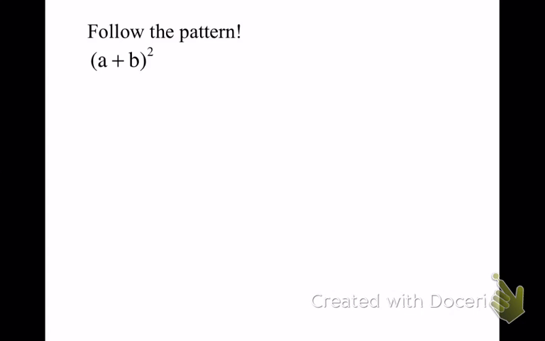Okay, so one of the things I want you to learn are the formulas. The quantity of A plus B squared: the pattern is we square the first term, we square the last term, and then we multiply the two terms inside the binomial by each other and then double it. Please make sure you know that. I'm going to give you a quiz on that.